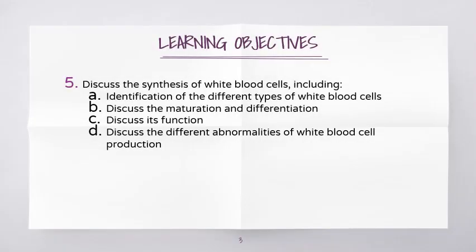And lastly, we will also discuss the synthesis of the white blood cells, including the identification of the different types, discuss the maturation and the differentiation, discuss its function in our body, and discuss the different abnormalities of white cell production.